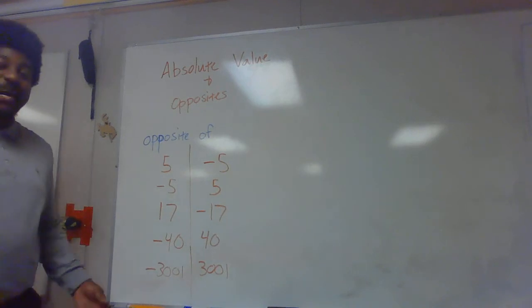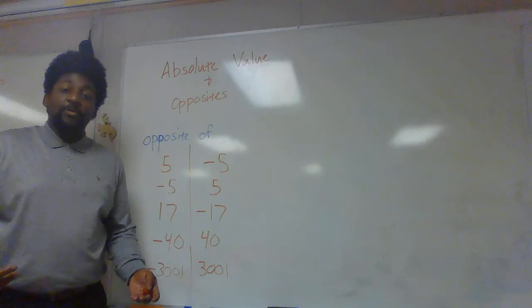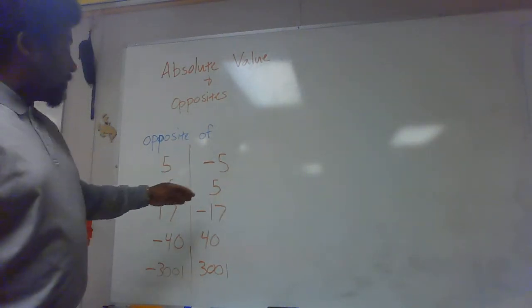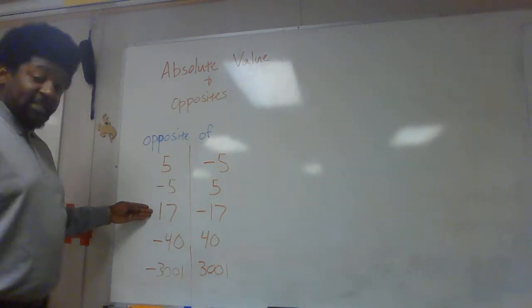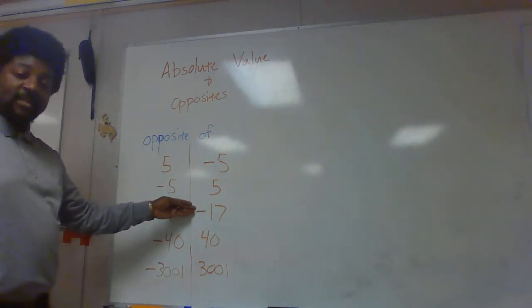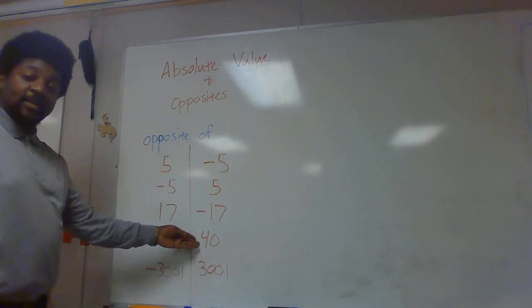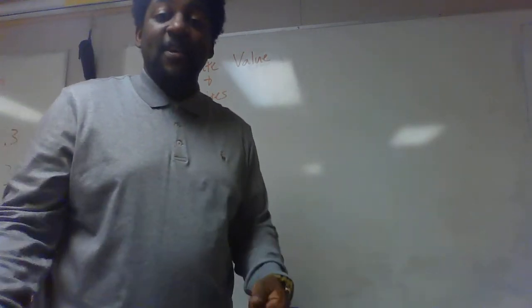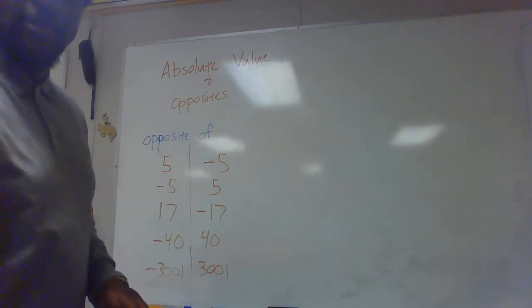Y'all, when we're talking about opposite numbers, we're really just talking about the mirror image on the other side of the number line. So the opposite of the positive 5 is the negative 5. The opposite of the negative 5 is the positive 5. The opposite of 17 is negative 17. The opposite of negative 40 is 40. Y'all, opposites are very basic. If you have a negative, get rid of the sign. If you have a positive, add the negative sign to it when you're talking about opposite numbers.